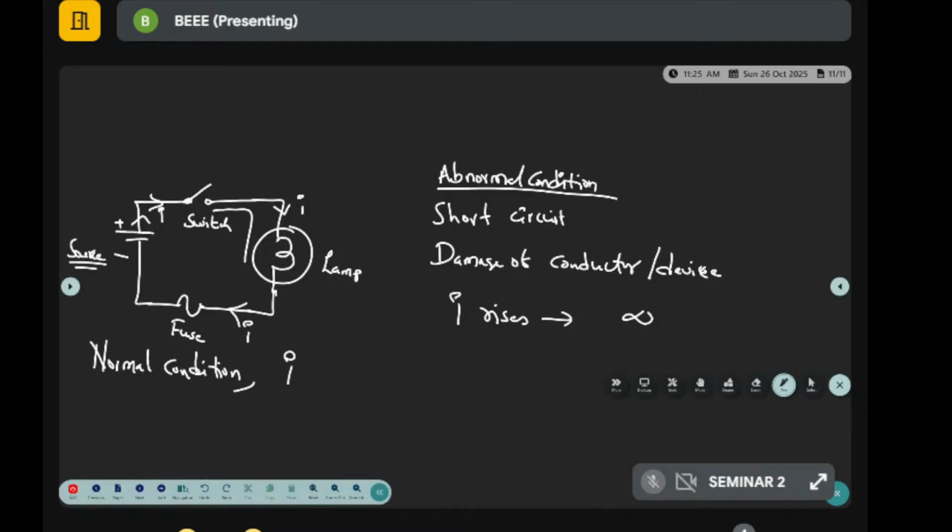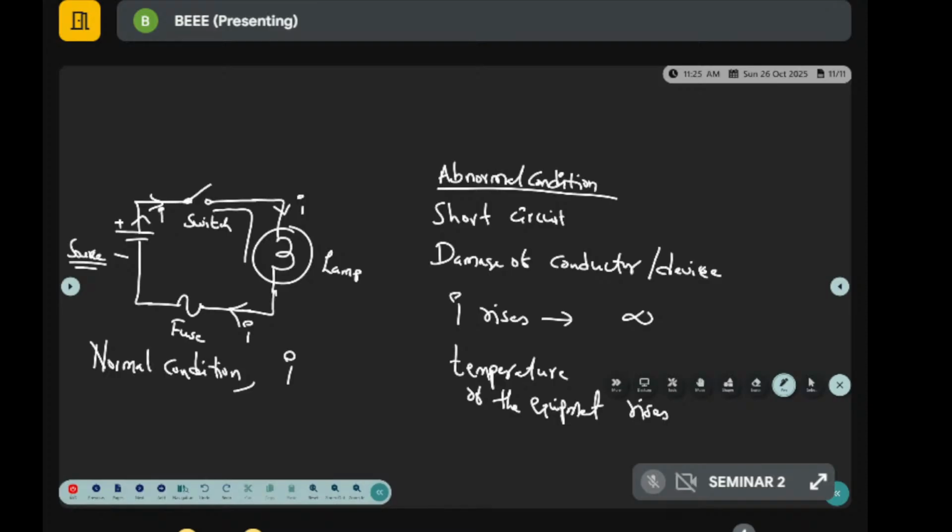In abnormal condition, what happens to the current? The current value increases with respect to time, rising to infinity. Whenever the current is rising, what happens? The temperature of the equipment will rise. If you touch the light, you will feel a heating effect.